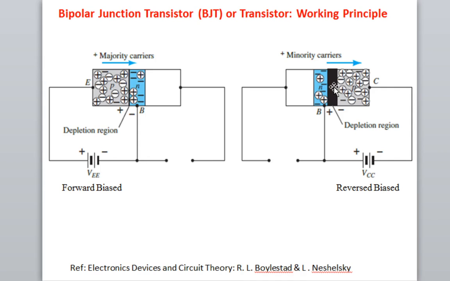Because diffusion of these two charge carriers basically gives what is known as the minority charge carrier current. So whatever current is flowing when a PN junction diode is in reverse bias, that is basically because of the minority charge carrier. So I have considered the cases separately: first case when the emitter base junction is in forward bias, and second case when the base collector junction is in reverse bias.